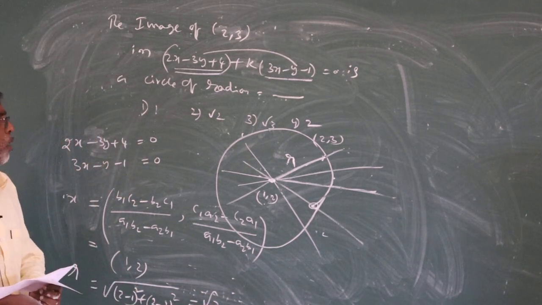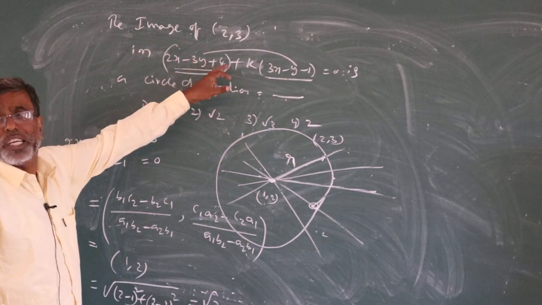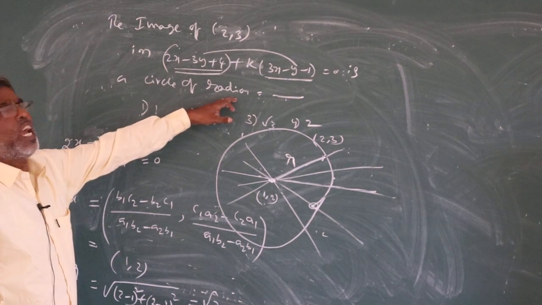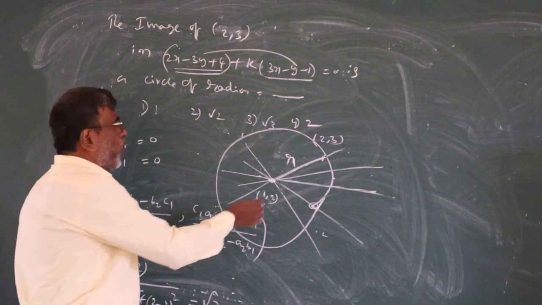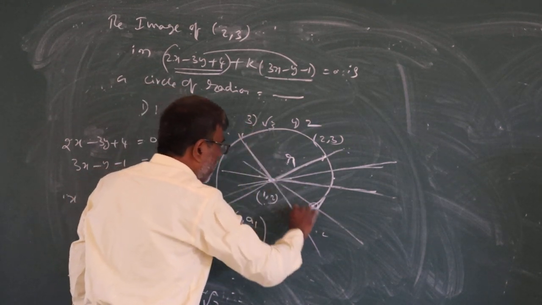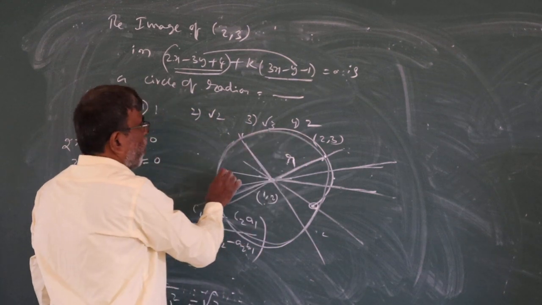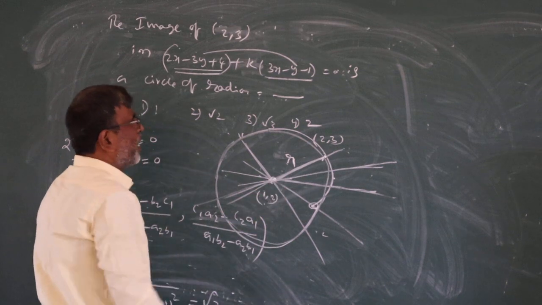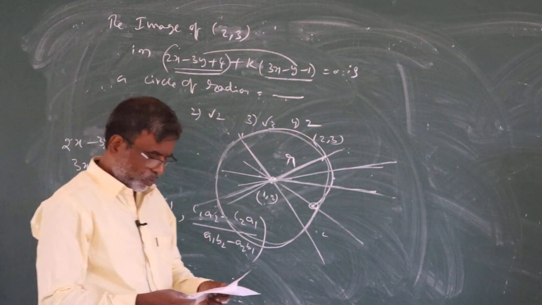This is a very important problem. Suppose the image of (2, 3) in this line: the question is asking for the radius of the circle. So many lines are passing through, and the image of (2, 3) is here with respect to one line, and with another line another point. All these points lie on a circle. This is the fixed point (1, 2), and (2, 3). This distance is the radius. The radius is nothing but root 2.